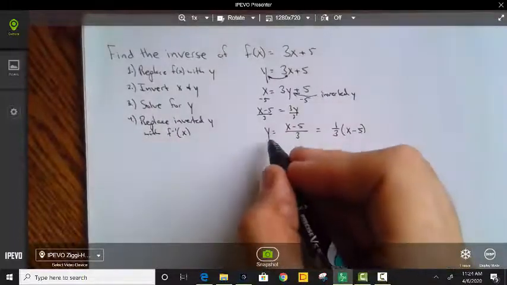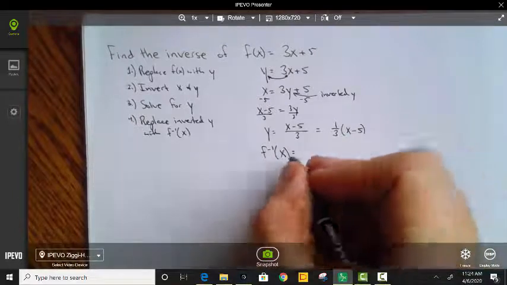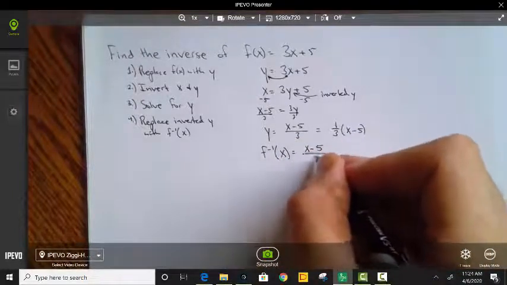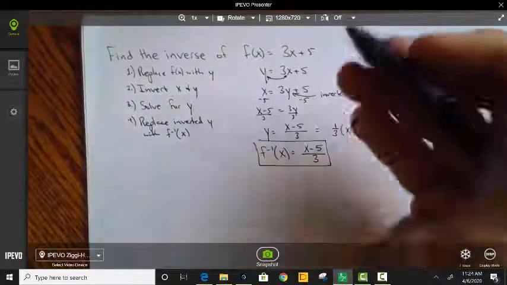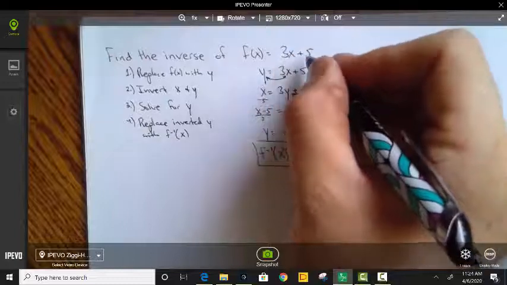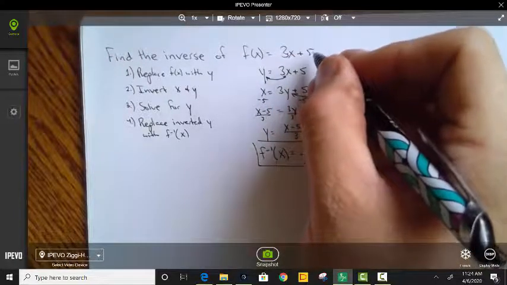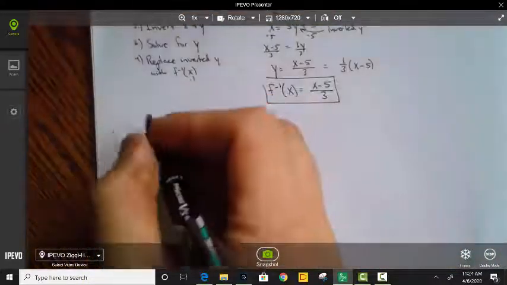So now that we've solved for the inverted y, we've found the inverted function. So the inverse function is going to be x minus 5 divided by 3. And that should make sense, because if the original function says multiply by 3, then add 5, doing the exact opposite of that would be to subtract 5 first, then divide by 3. Okay?